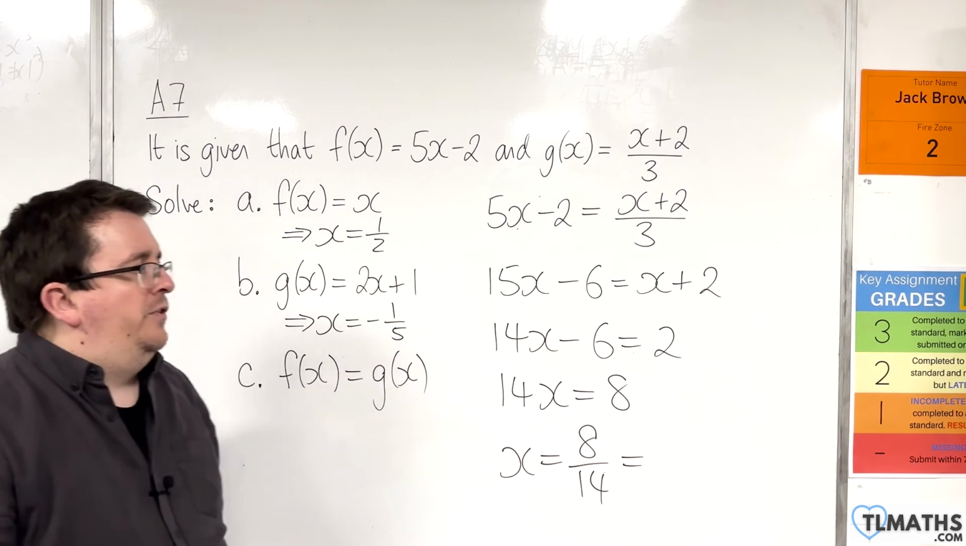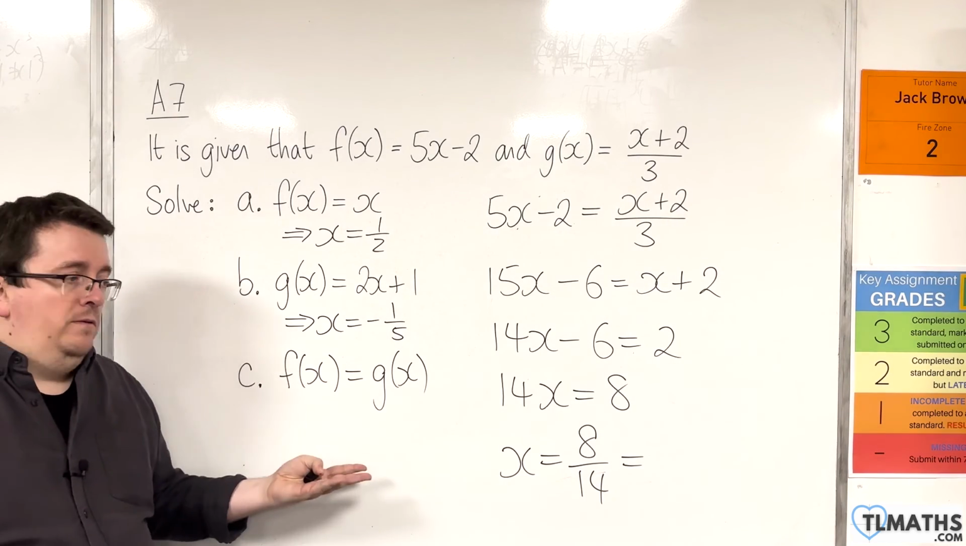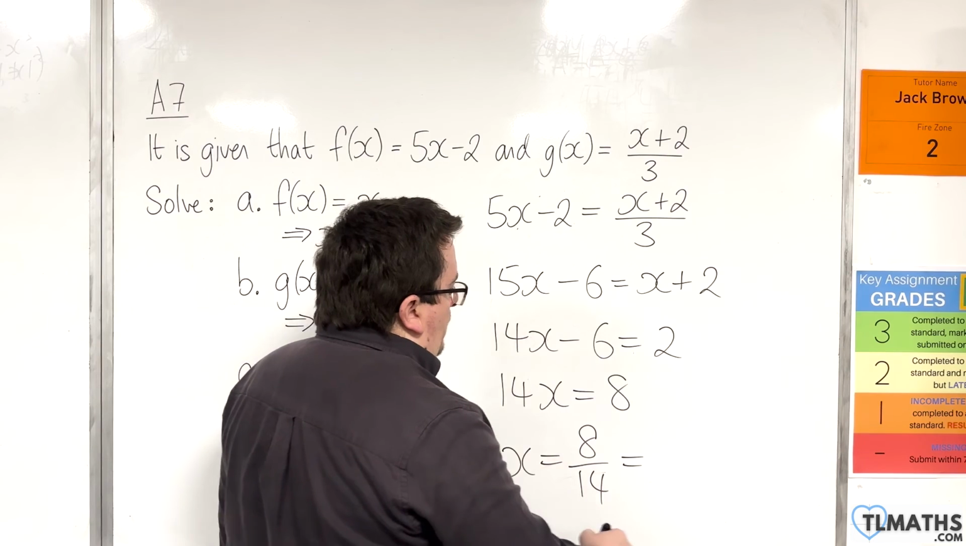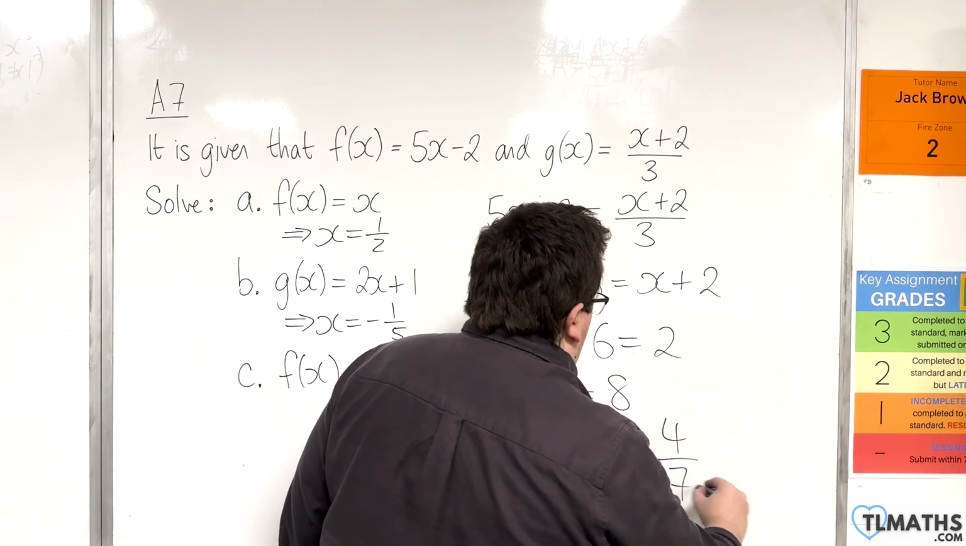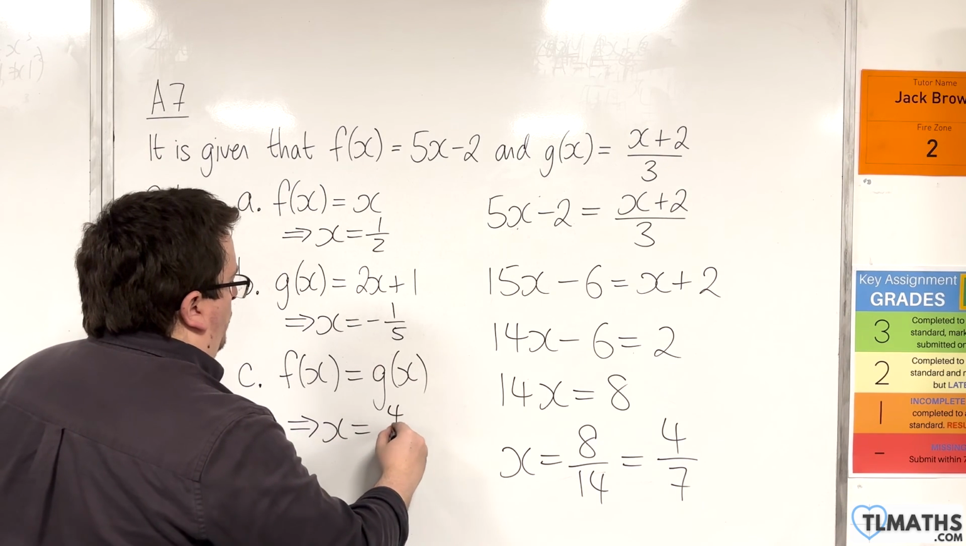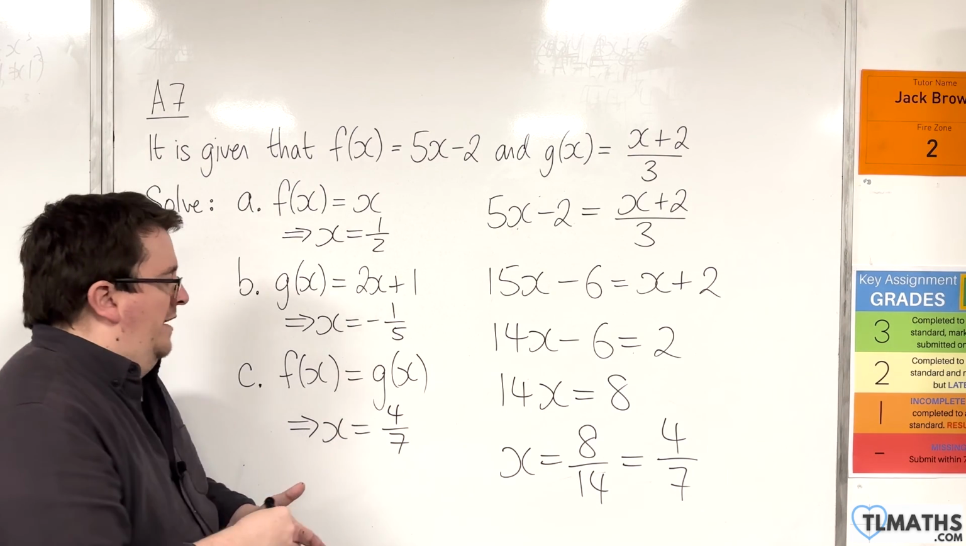But because both the numerator and denominator are even, we can simplify that down. Divide top and bottom by 2, and we're going to get 4 over 7. So x is equal to 4/7 as the answer for C.